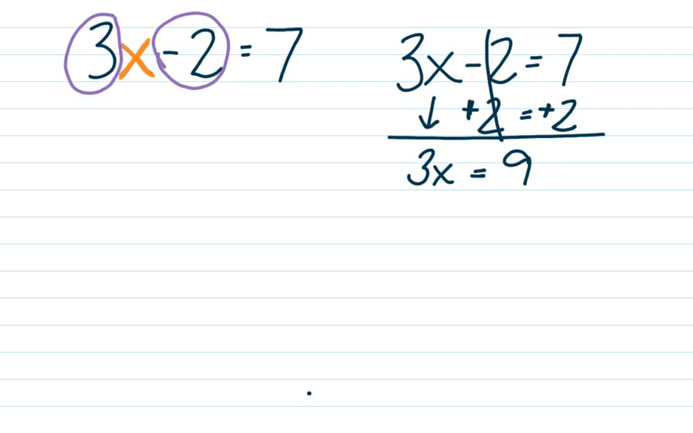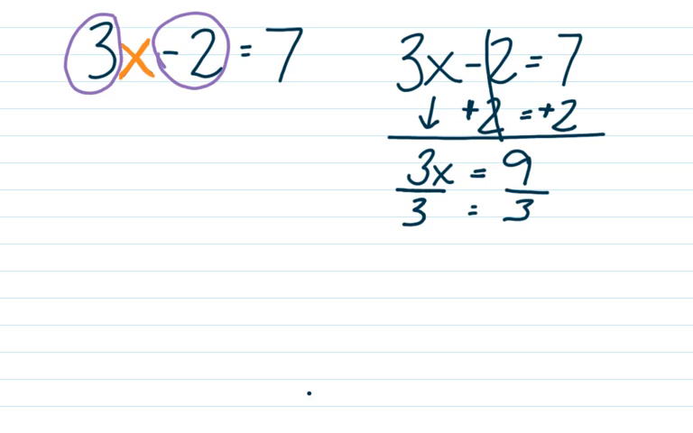Now, we're still not done. The x, the variable, is not by itself. It's being multiplied by a 3. So to get rid of it, we need to divide. Divide by what we're getting rid of. We need to get rid of the 3, so we divide by a 3. But if we do it to one side, we have to do it to the other.